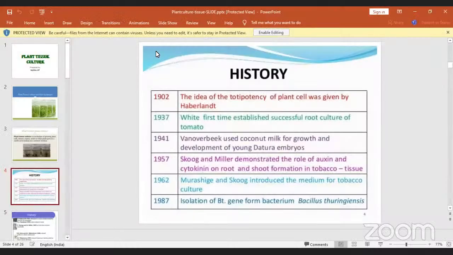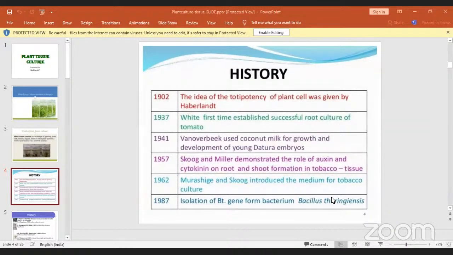Shoot formation. So formation of auxins and cytokinins in various ratios leads to organogenesis, namely rhizogenesis and caulogenesis. Rhizogenesis means development of roots by adding a high amount of auxins and less amount of cytokinins. So that leads to the formation of roots, by a process that is called rhizogenesis.